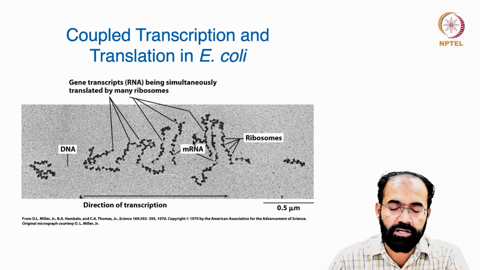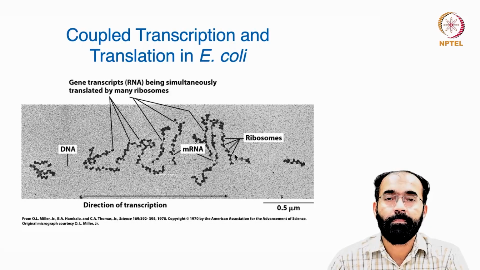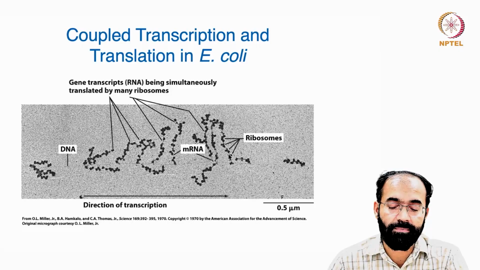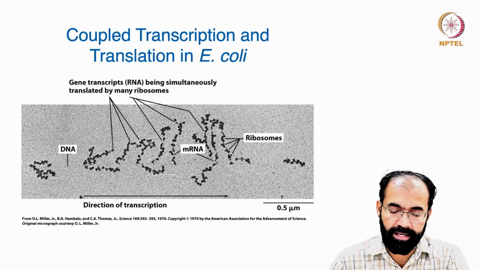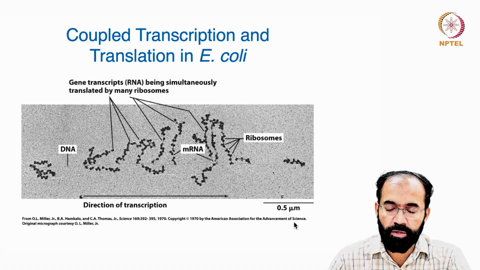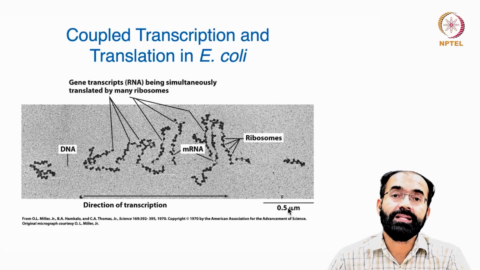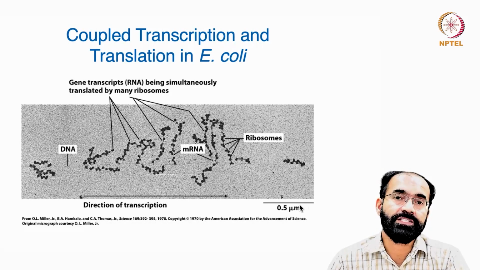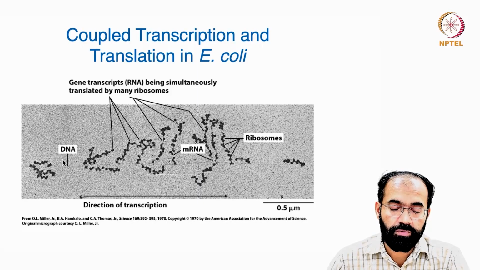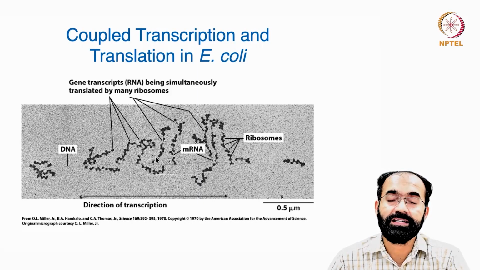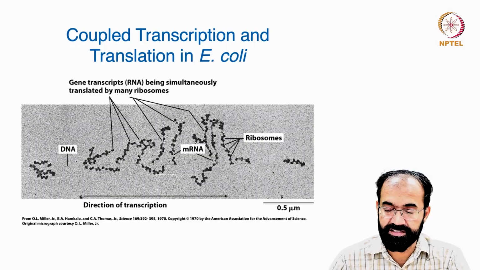So what you see, these dark color dots, they are the ribosomes, and such multiple ribosomes binding onto an mRNA, we refer to as polyribosome. That is, multiple ribosomes binding onto one mRNA. And this 0.5 micron is the scale. Remember, 1000 microns is 1 millimeter. So half a micron means you can imagine how small it will be. And the direction of transcription is shown with this arrowhead. So maybe the starting point will be somewhere here, and you have different stages of completion of RNA and protein synthesis.